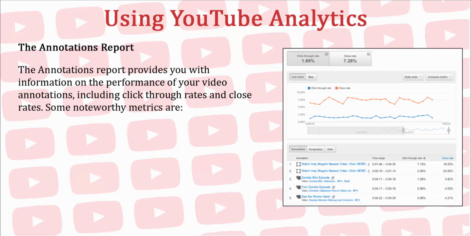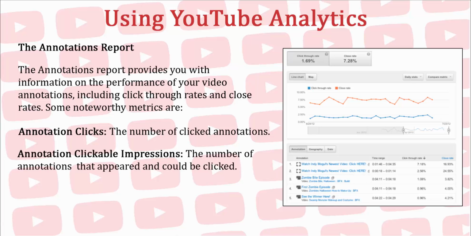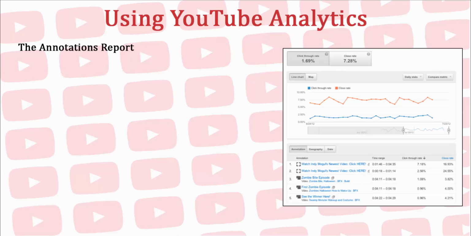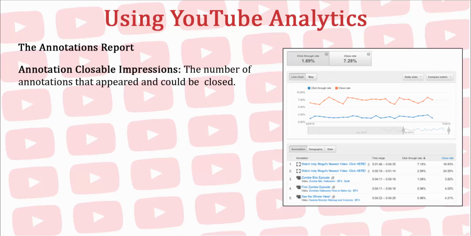Some important metrics in this report are, one, the annotation clicks, which is how many clicks have come from those annotations. Annotation clickable impressions, which is the number of annotations that appeared and could be clicked by an audience. The annotation click-through rate, which is the ratio of annotations that viewers clicked to the total number of clickable annotation impressions. The next metric is the annotation closable impressions, which means the number of annotations that appear and could have been closed.